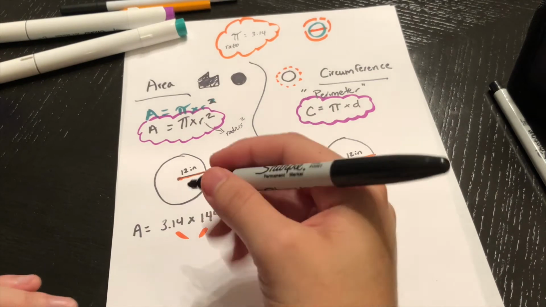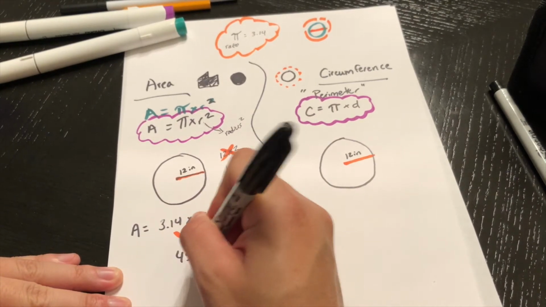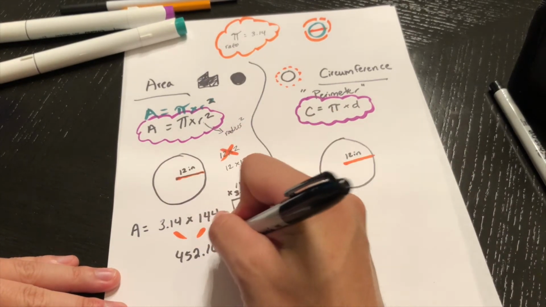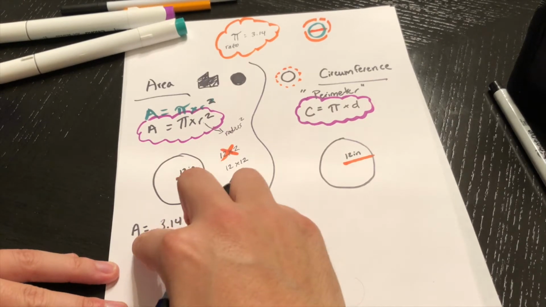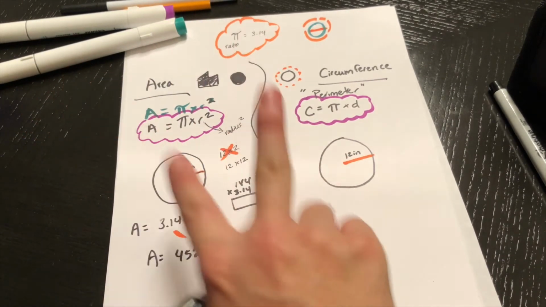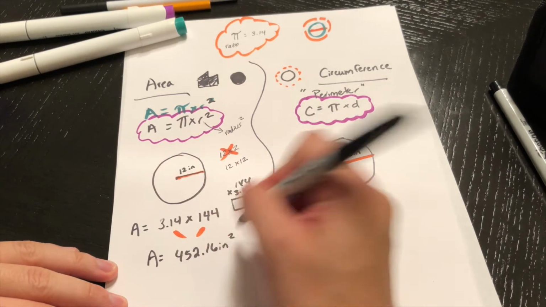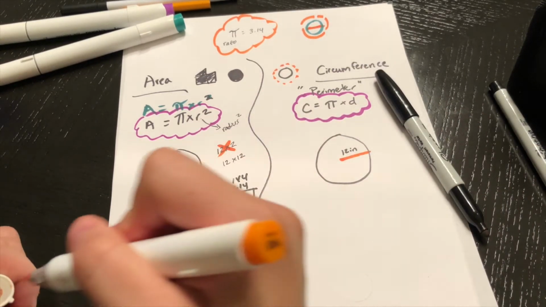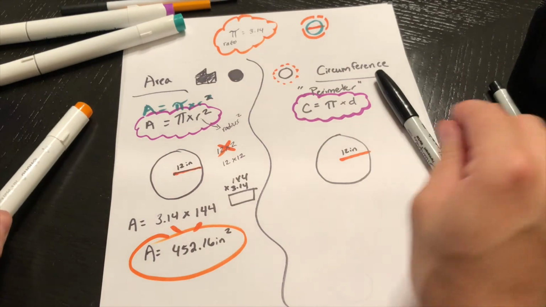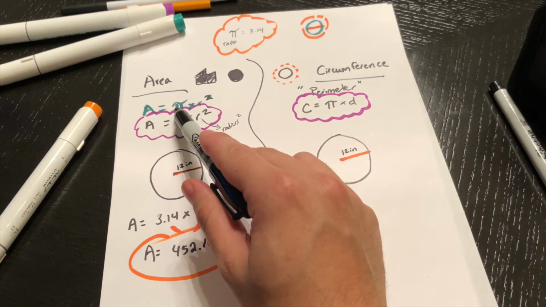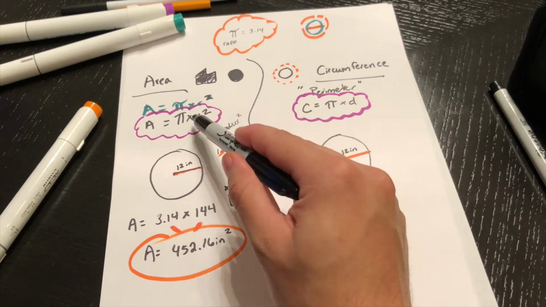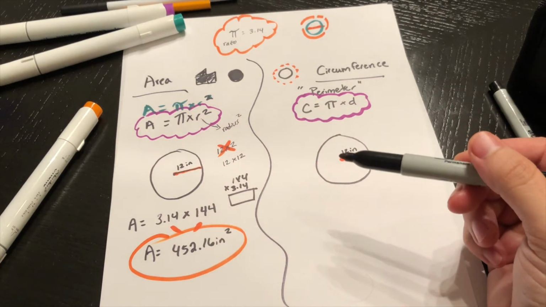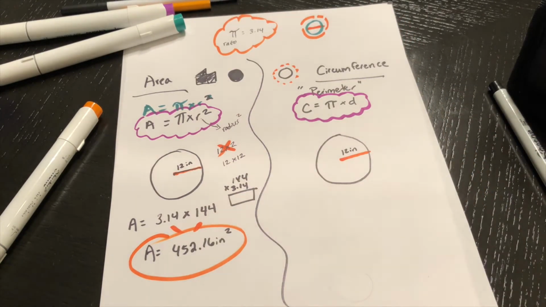All right, here's what I got. I got 452.16. And I'm going to use the inches because it's in inches. And since we're talking about area, remember we talked about area being a 2D, a two-dimensional thing. We're going to put inches squared. So that's how you find the area of a circle, guys. It's pretty simple once you start doing a little bit more practice on your own, okay? So it's pi, 3.14, times the radius, here's the radius, squared. So 12 times 12, and there you go.